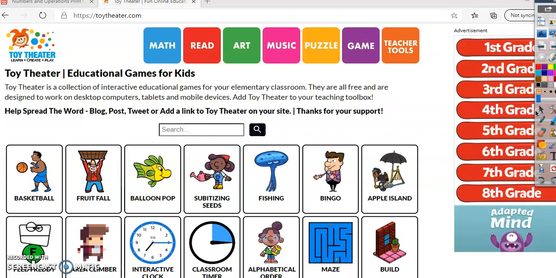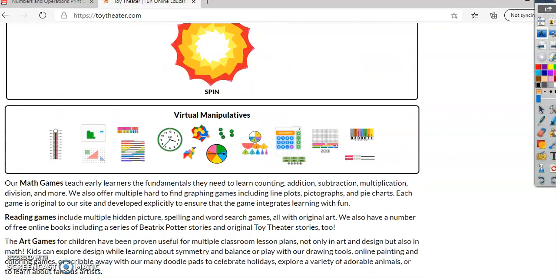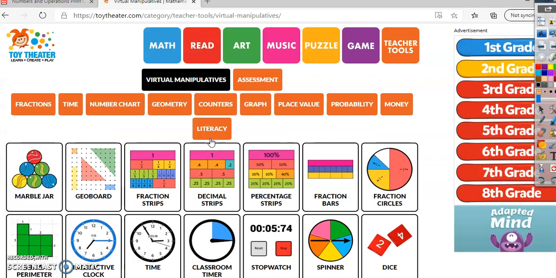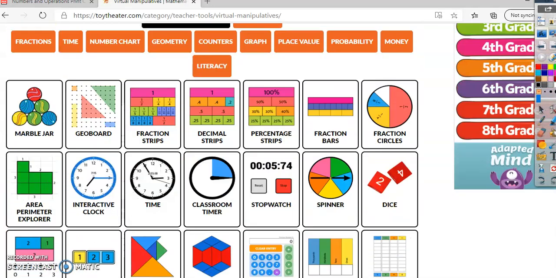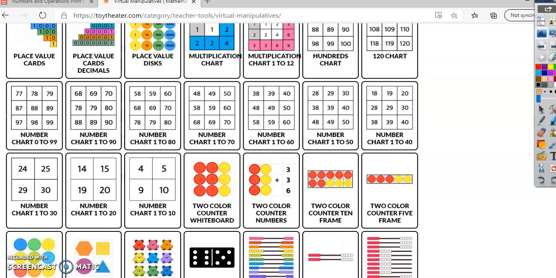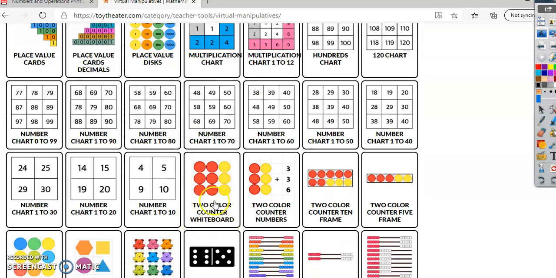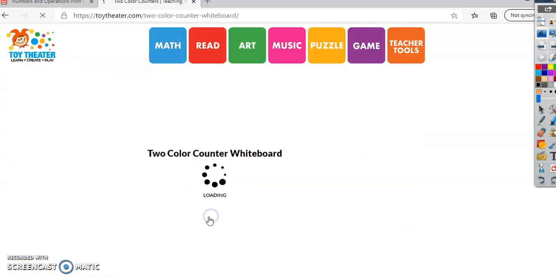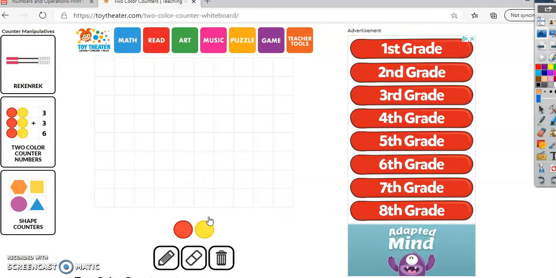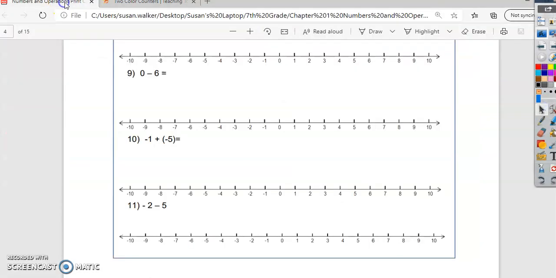So remember when we were at Toy Theater, we go down to virtual manipulatives. Then we go down. And I like to choose this one, 2 color counter whiteboard. So our first problem is 0 minus 6. Okay.